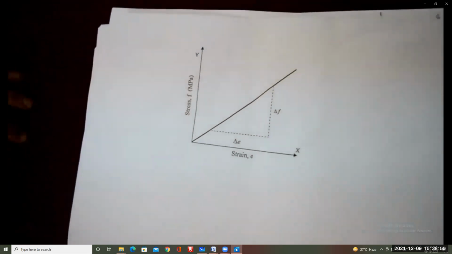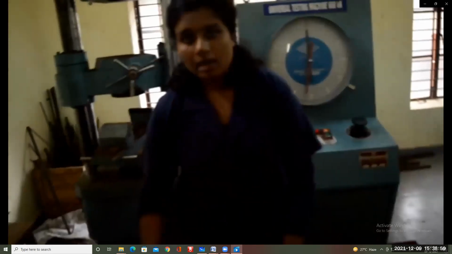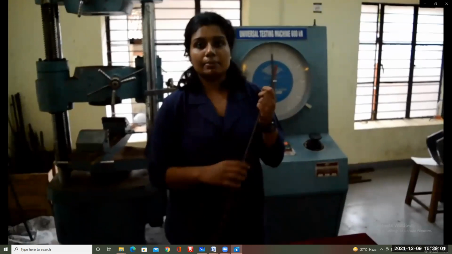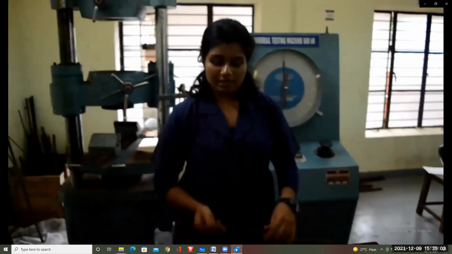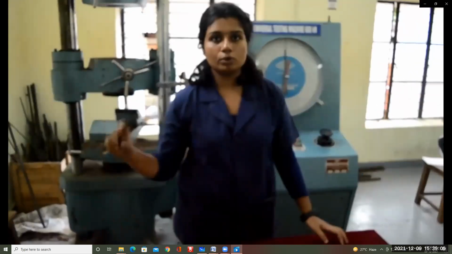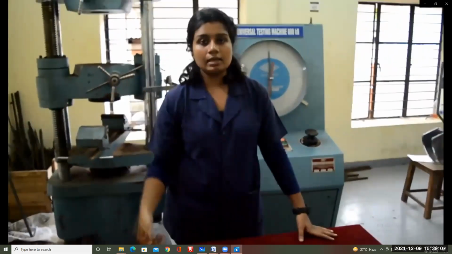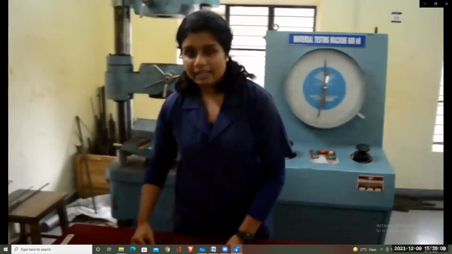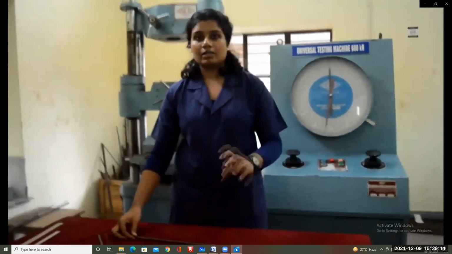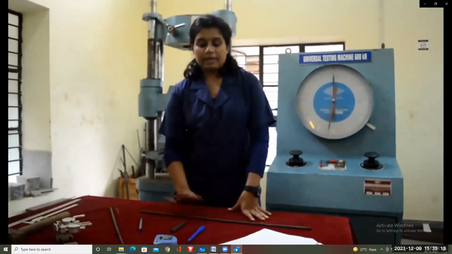Now we can find the actual breaking stress as well as the nominal breaking stress by dividing the breaking load by the actual area that we already found out earlier, and by finding out the neck area we can find out the actual breaking stress.